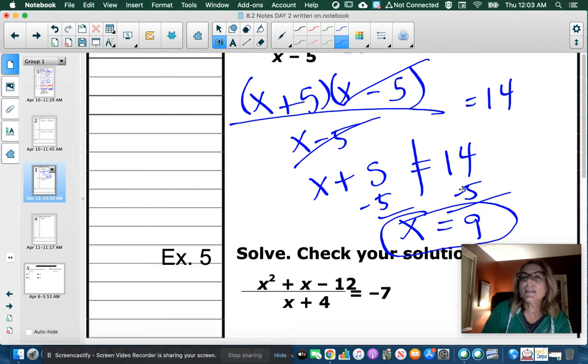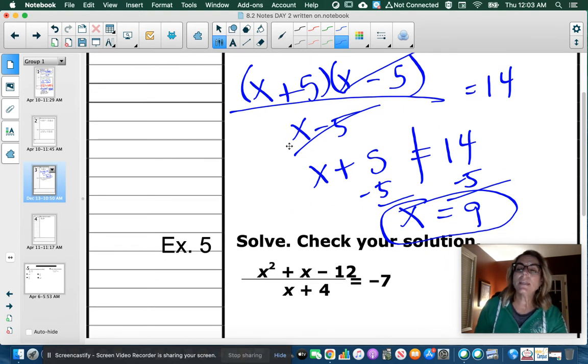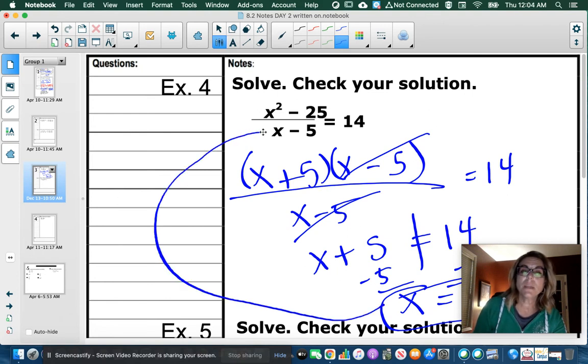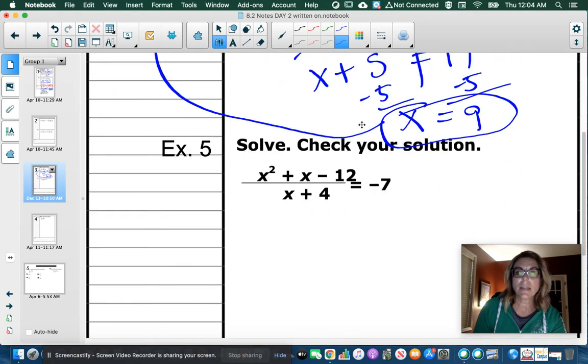The reason it says check your solution is because we have a rational expression. We have a fraction. And what we have to check is we have to look at our final answer, which was 9, and plug it back into the denominator only. And the reason is because you can't divide by 0. Well, 9 minus 5 is not 0, so we are okay. Our answer is x equals 9.